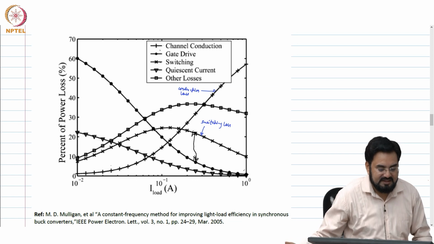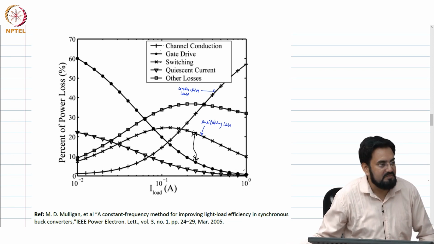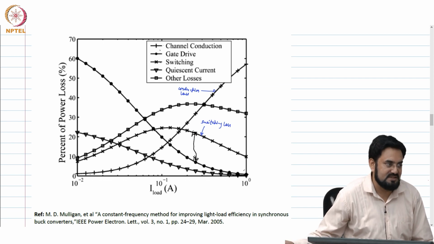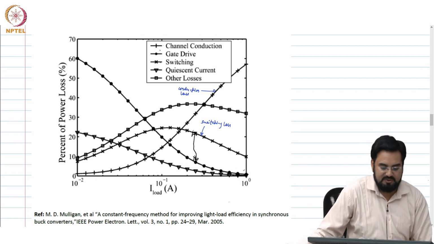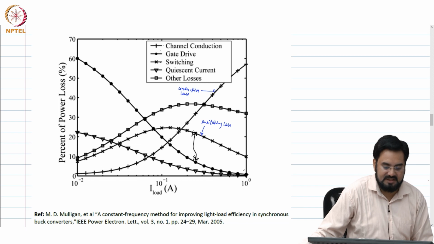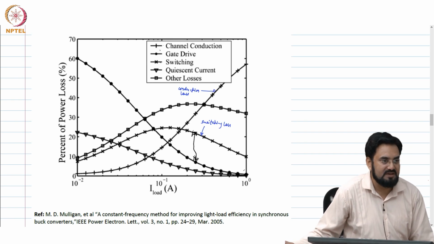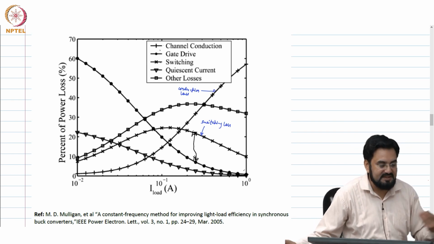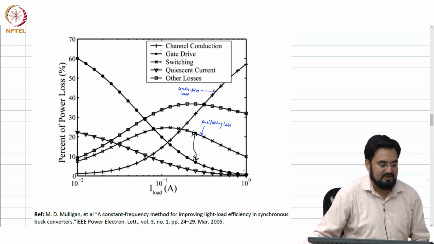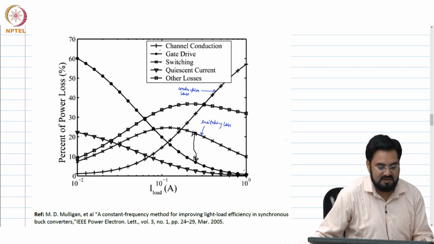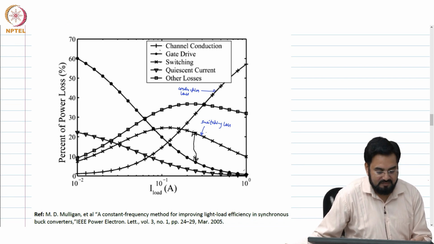Okay. So, do not think that if you are losing 100 milliwatt here, you will be losing 100 milliwatt here also, that is not necessary. But you might be delivering maybe 2 watt or 3 watt when you are losing 100 milliwatt, and when you are losing 10 milliwatt, you might be delivering only 100 milliwatt at that point. So, percentage wise your efficiency might be less at light load compared to the high load.